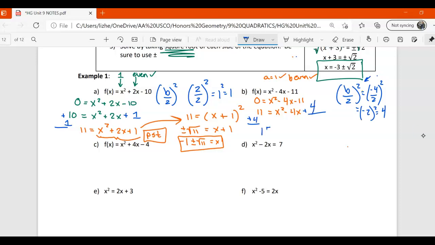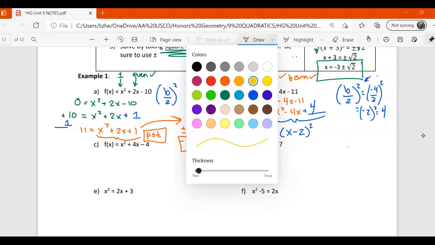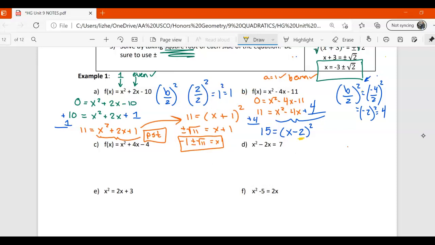And so I have 15 equals, this now is a perfect square trinomial, and it factors like x minus 2 squared. And by the way, this 2 right here, that number is simply b divided by 2. This number, the 4, is b divided by 2 squared. This number is b divided by 2. Also, please notice that if this is a negative, this is a negative, right?